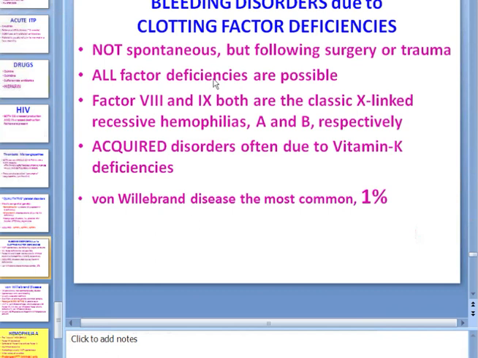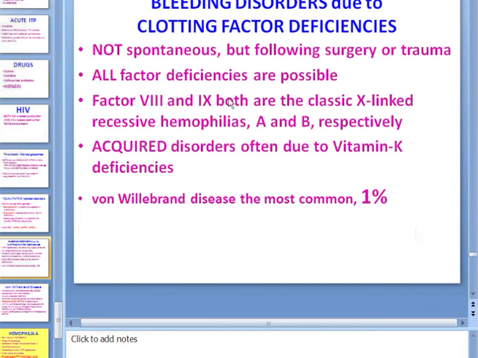And remember, theoretically, any factor deficiency will result in a clotting disorder. But factor 8 and 9 are the most classical ones, and that's why they're called hemophilias A and B, respectively. And remember, there are several factors, 2, 7, 9, 10, that are dependent on vitamin K. So if you have a vitamin K deficiency, that would be an example of an acquired coagulation disorder due to lack of vitamin K. And also remember that factor 8 and 9 are hemophilias A and B, respectively, because there are just remarkable similarities between the two diseases.